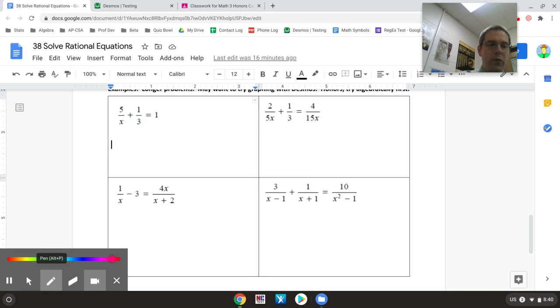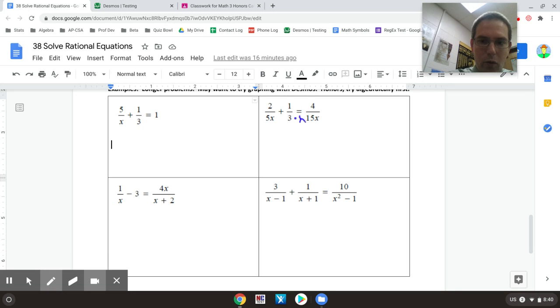Okay, the next one I'll go ahead and show you algebraically or by Desmos. Algebraically, you need to get a common denominator on this side here. So you see how this has a 5x. You can't find anything that goes into 5 and 3 other than 1. So that means this second denominator will need a 5x.